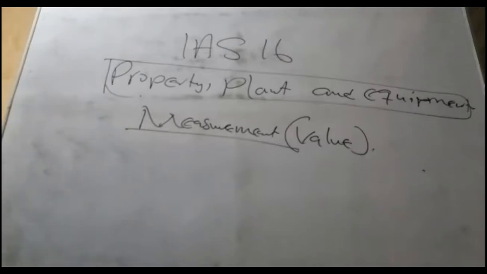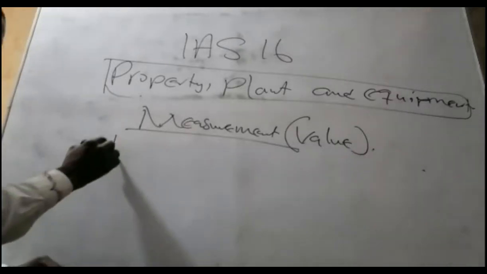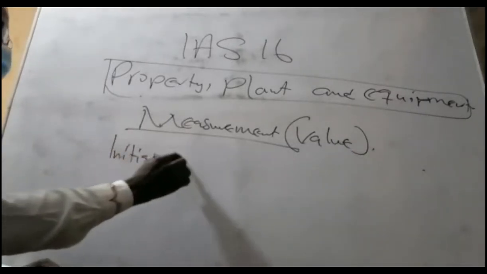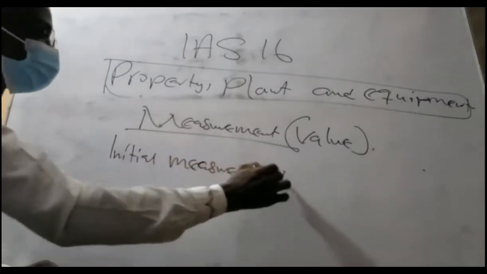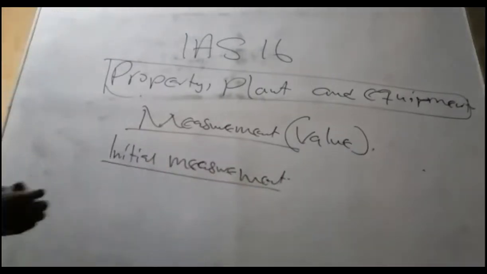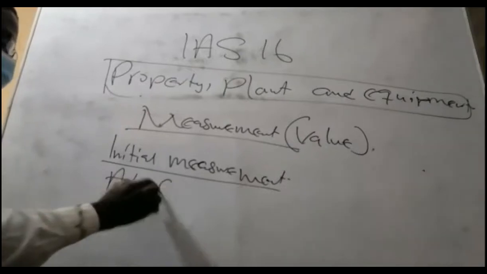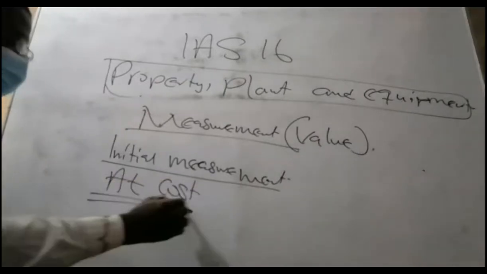There are two types of measurement. We have the initial measurement and the subsequent measurement. Initial measurement means if you acquire the PPE today, what will be the value? Now, we saw this under IAS 2, inventory. What's the initial measurement of inventory? Good. We said that initially inventory must be measured at cost. Here too the same. Initially, PPE must be measured at cost. So we measure PPE at cost initially.